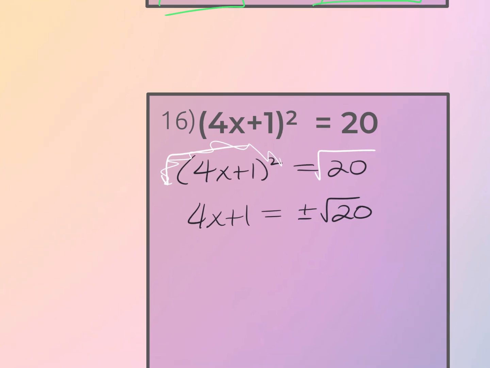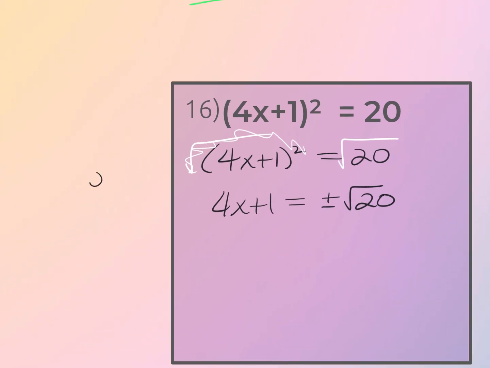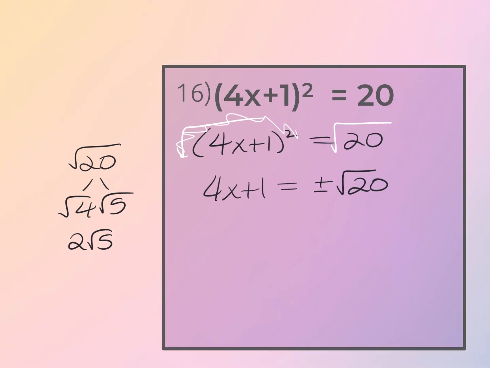I need to break down the square root of 20. Factor tree. Doesn't matter what you start with. Again, if you're good at recognizing perfect squares that are factors, notice it goes right to 2 root 5. You could have done 10 and 2. Doesn't matter, but you'd have to keep breaking down till it was prime. So now I have 4x plus 1 equals plus minus 2 square root 5.